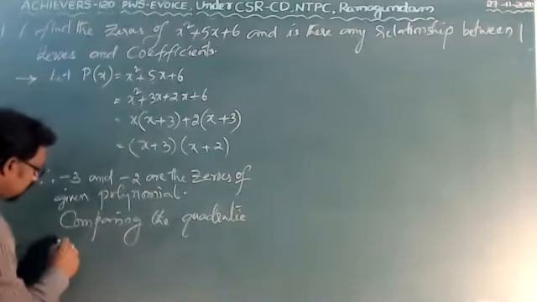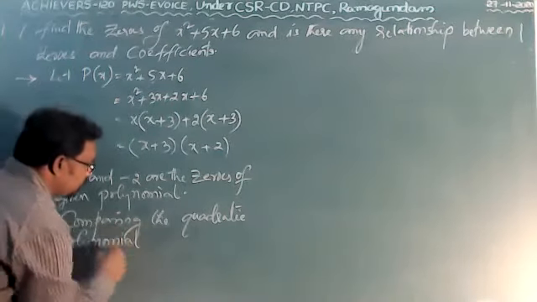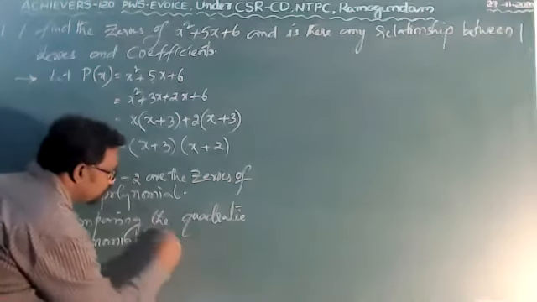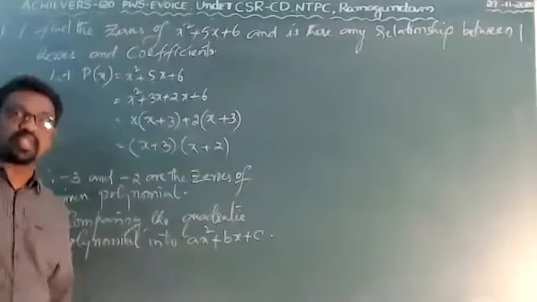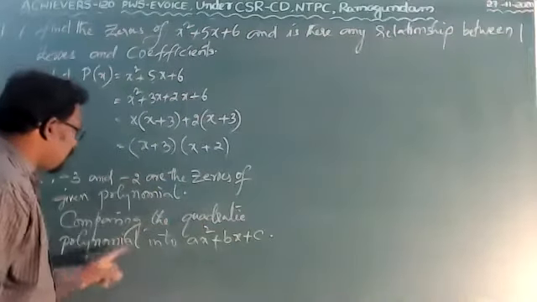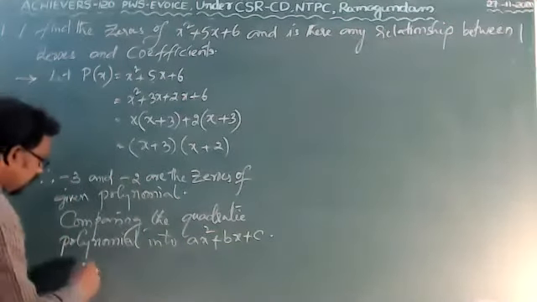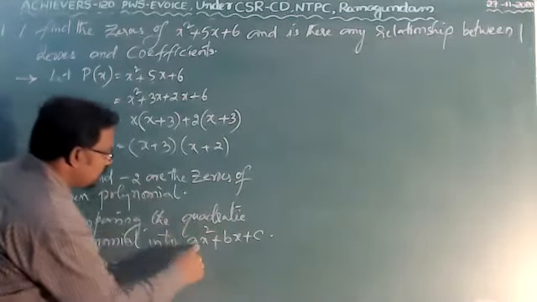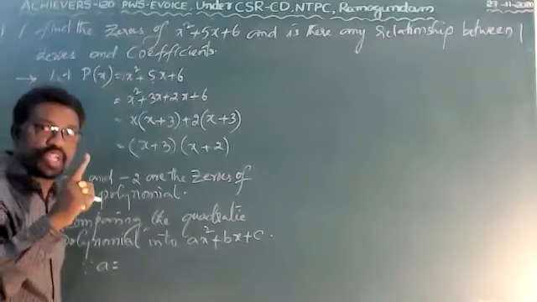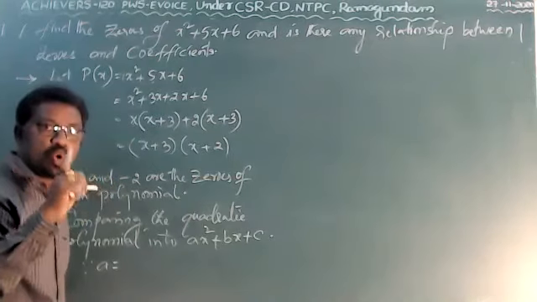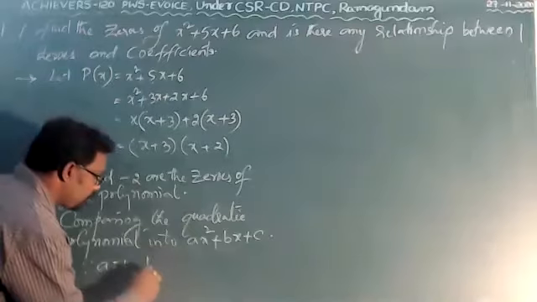Comparing the quadratic polynomial into ax square plus bx plus c. Here, what is a? The coefficient of x square is 1. So a is equal to 1.